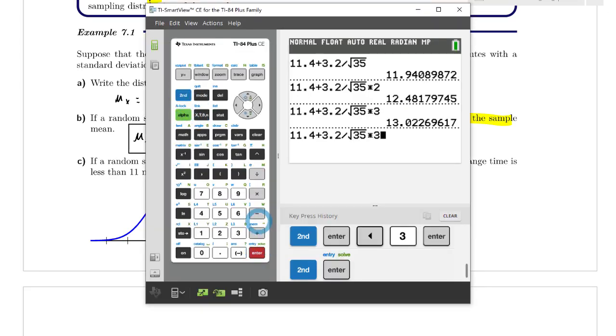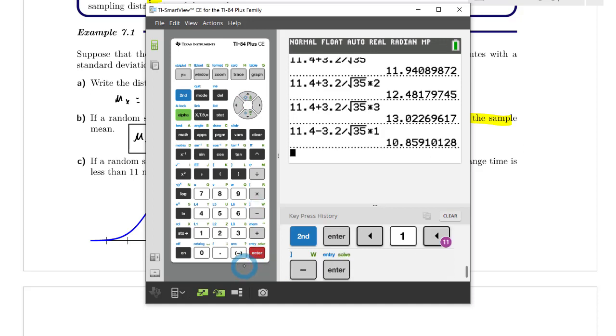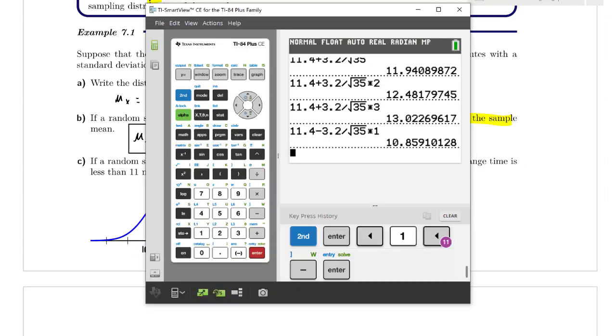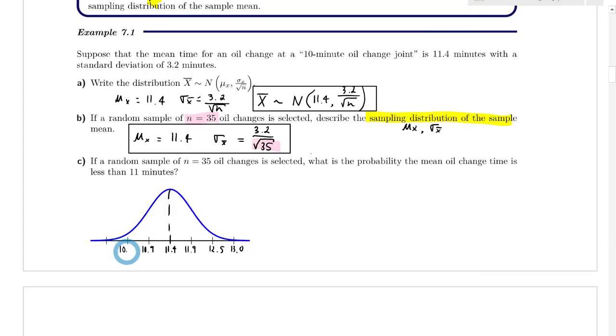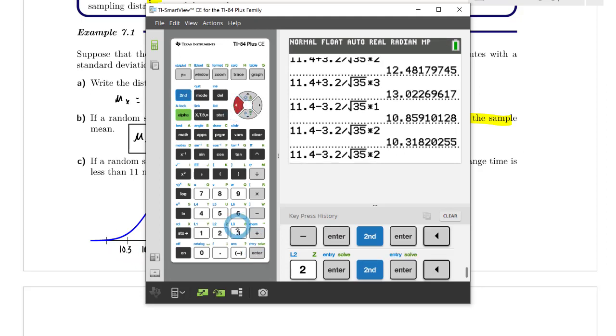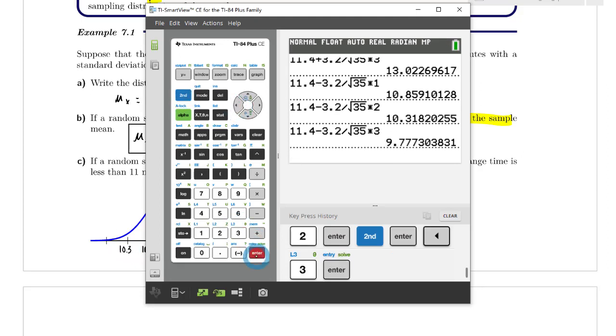So let's do it to the left. Hit second, enter, and change that to a 1 and change that plus sign to a minus. That's the first one to the left, 10.9. Then second, enter, change the 1 to a 2, 10.3. And then second, enter, change the 2 to a 3, and so 9.8.